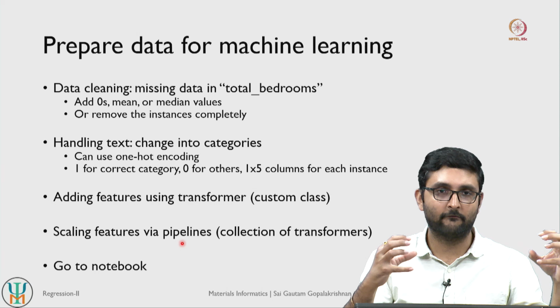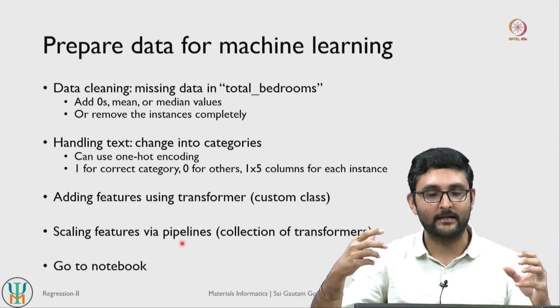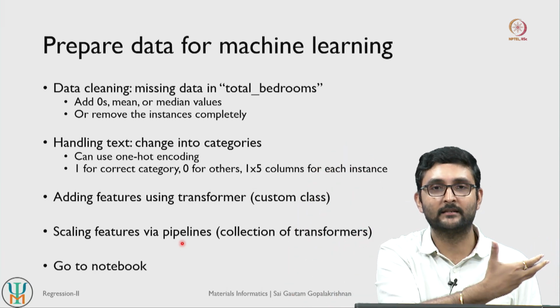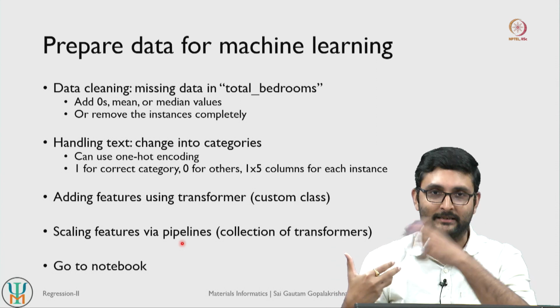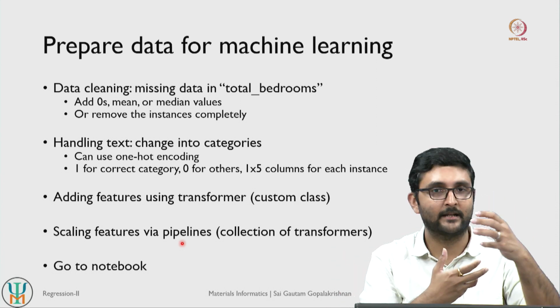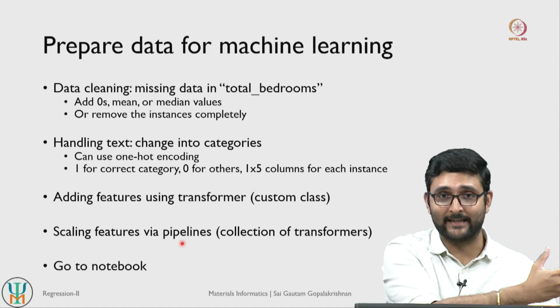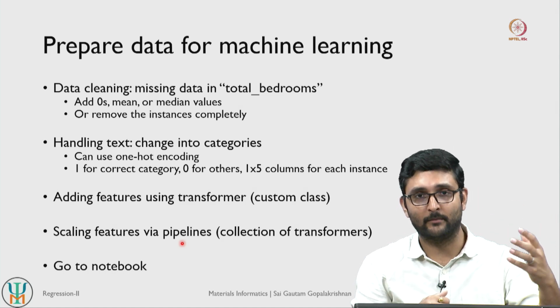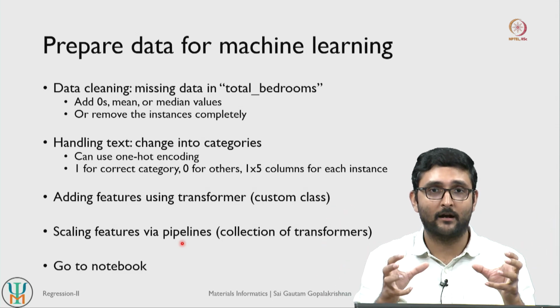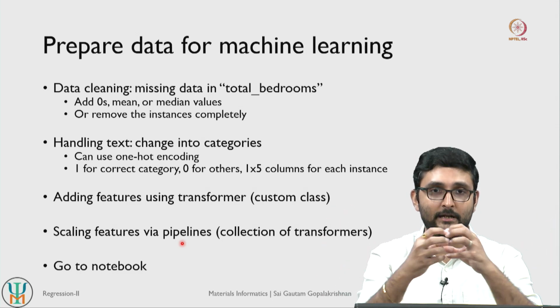So the objective of a pipeline is you feed in some data, right, and then it goes through a series of transformations. So be it missing data, be it transformation of text data into numerical data, it could also be adding new features, and it could also be scaling, right. So standardization, normalization and so on. So you accumulate all of these mathematical operations into a pipeline.